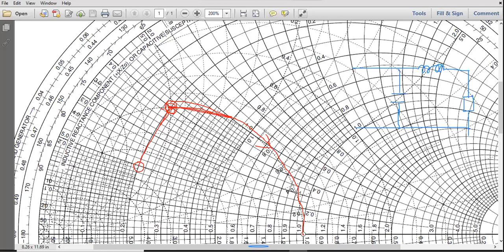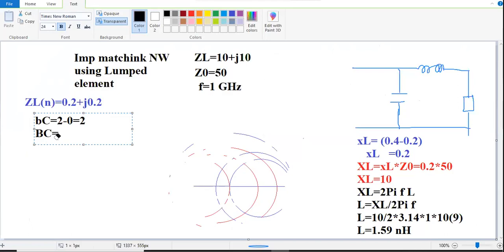Yes, sir. So that's why this is what your capacitor. This second arc, whatever the second arc you had taken, this is the value of your capacitor. This second arc, this is what your capacitor. Okay, so that's why we are doing this. Agree? Okay. So this is what the thing here. Now this is small bc equals to 2 minus 0.